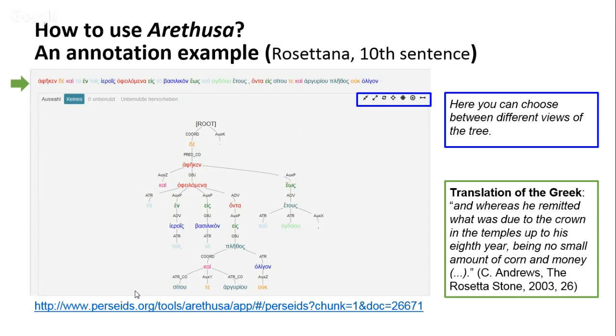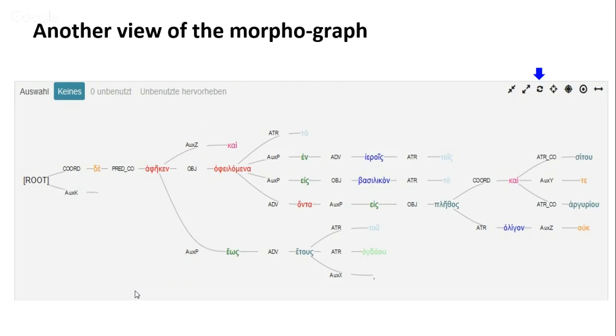The structure of the user surface is simple. In the headline, see the green arrow, there is the focused sentence. Note that an English translation by Carol Andrews is added for you in the right corner because it's not given in Aretusa. Each word is written in another color. Same colors mean identical word categories, for instance, noun or adjective. The blue box offers different options for viewing and focusing the morphograph, like the following sheet is presenting.